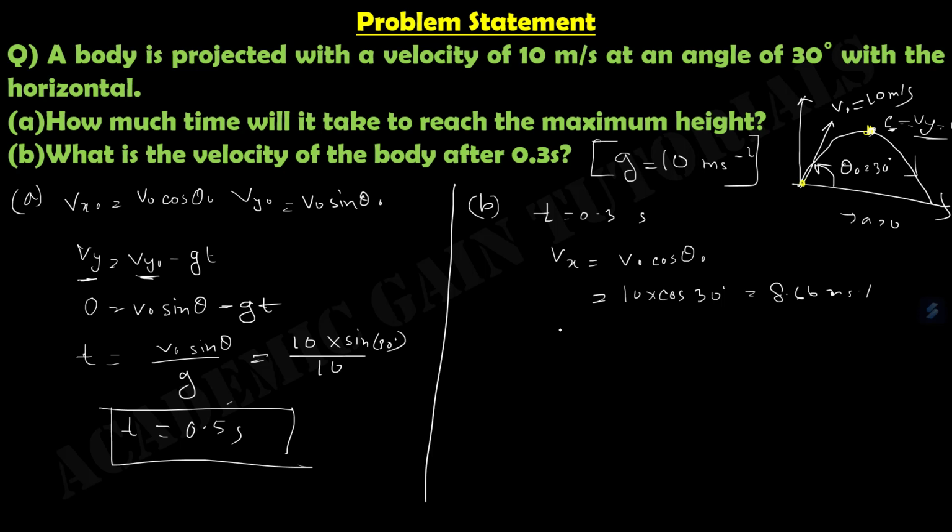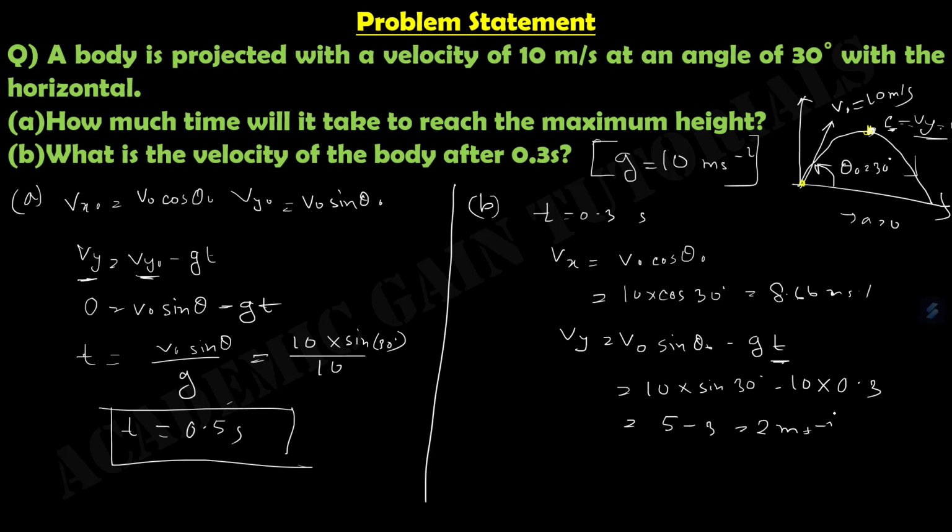And the velocity along the y-axis will be v naught sin theta naught minus gt. So v naught equals 10 sin 30, g equals 10, and time t equals 0.3 second. The value will be 5 minus 3, which equals 2 meter per second.